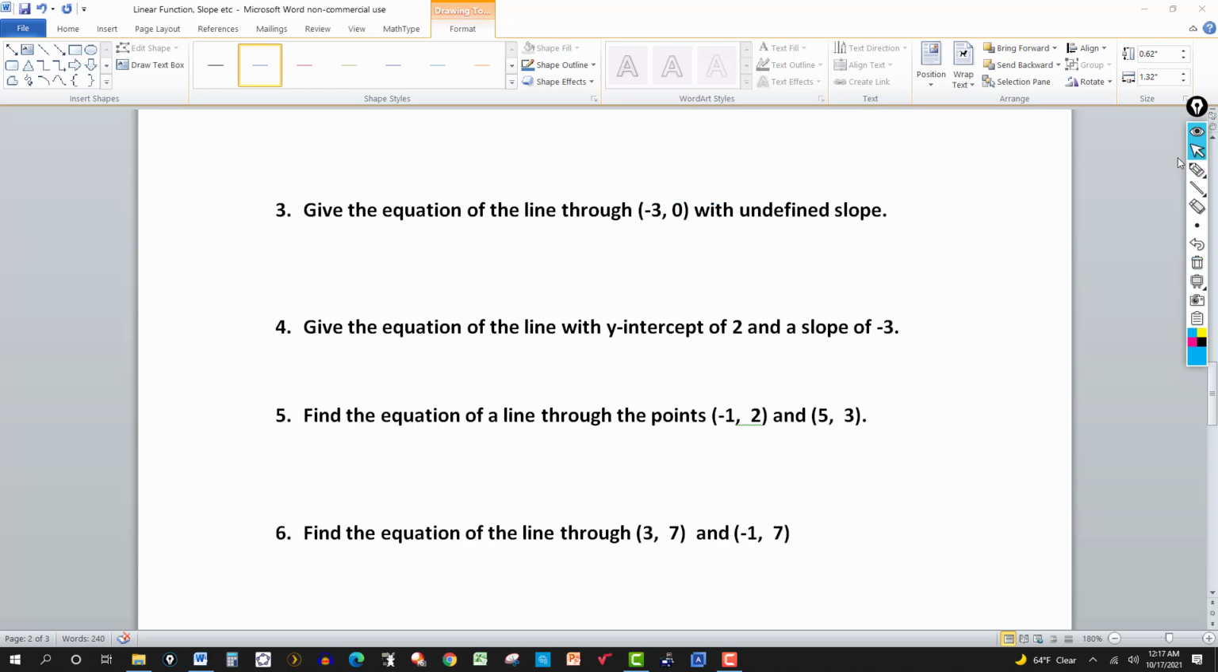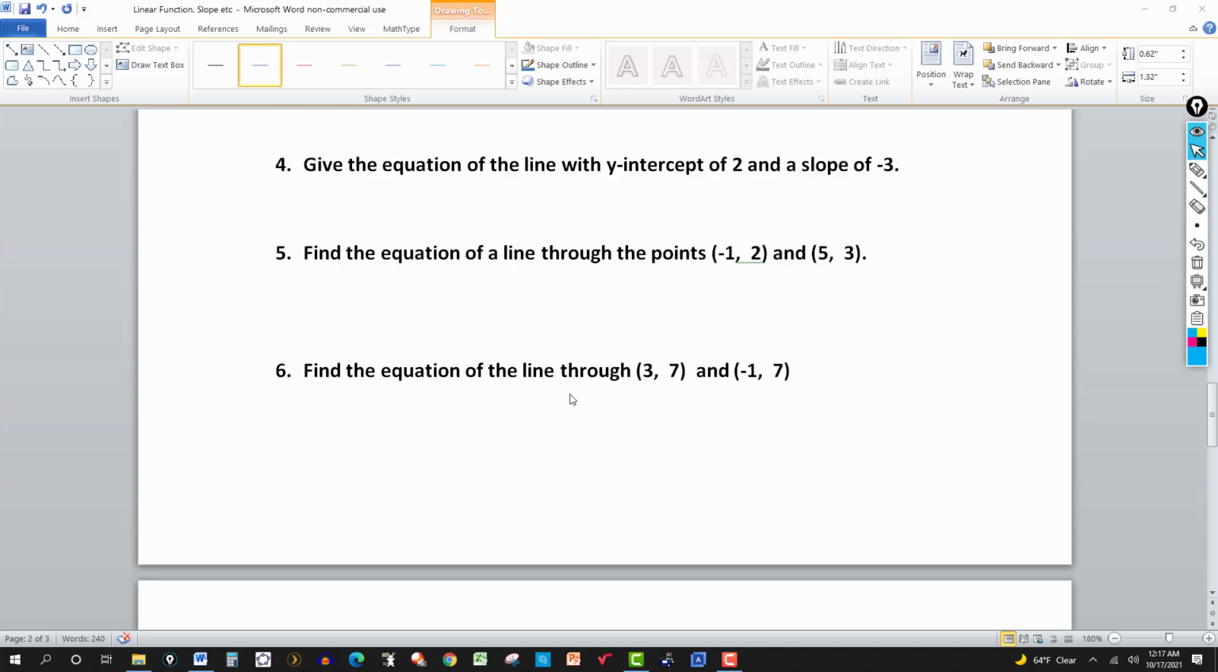Now what do we got next? Find the equation of a line through the point (3, 7) and (-1, 7). So notice here, remember, 2 points determine a line. If you were to plot these points, you go 3 over and 7 up. And then -1, that's to the left, and 7 up. You draw a line through those 2 points, it's a horizontal line.